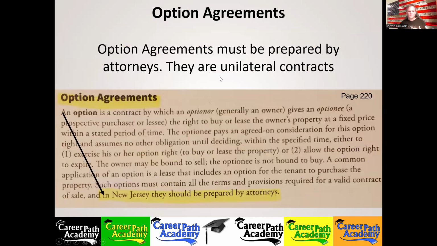Option agreements need to be prepared by attorneys in New Jersey. Any contract that gives somebody an option, like a lease with an option to buy, we cannot prepare option agreements. They can only be prepared by attorneys.